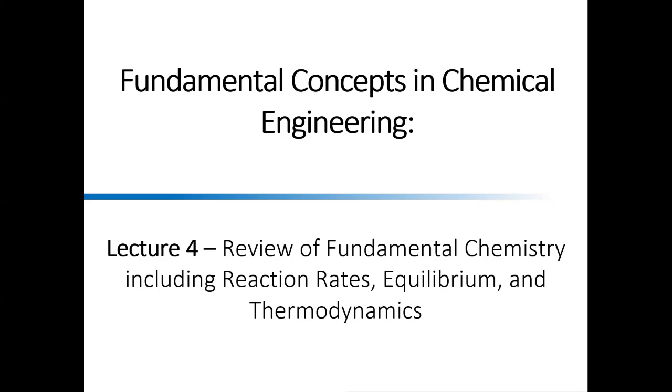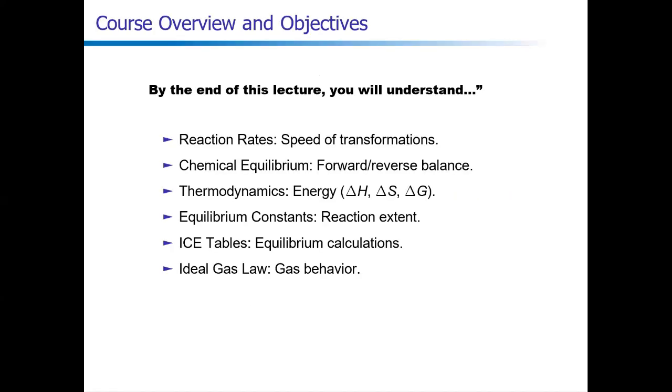Welcome, class. This is our fourth lecture on fundamental concepts in chemical engineering, where today we'll be reviewing the critical underlying chemistry of chemical engineering. Here you will learn how to quantify and model reaction rates, so you can determine how fast a chemical process is, how to interpret and manipulate chemical equilibria, so you can predict product yields and shift reactions in your favor using principles such as Le Chatelier's, the role of thermodynamics, including enthalpy, entropy, and Gibbs free energy, in determining whether a reaction is energetically favorable and how much heat will be released or required.